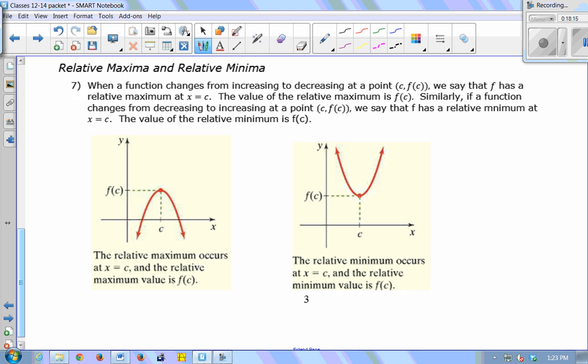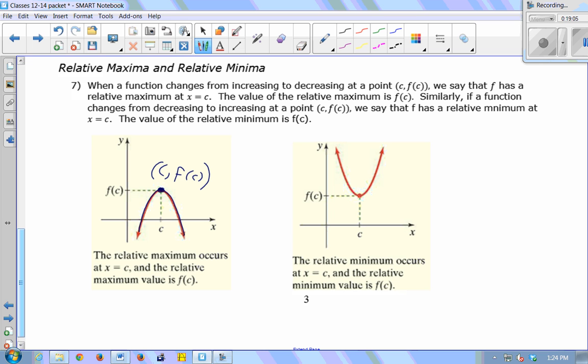And then we can talk about relative maxima and minima. That's when I asked when is the temperature the lowest? That would be a relative minimum. So when a function changes from increasing to decreasing at some point c comma f of c, we say we have a relative maximum at c, right? So look at this picture. My function goes from increasing, going up, and then it hits a high point, and then it's decreasing, going down. So when you switch from increasing to decreasing, this point is called a relative maximum. This point is at c, comma, f of c. The y value would be f of c. And we say it has a maximum at x equals c.